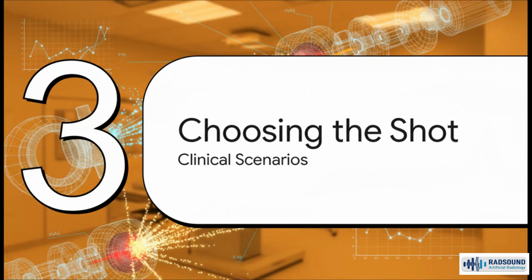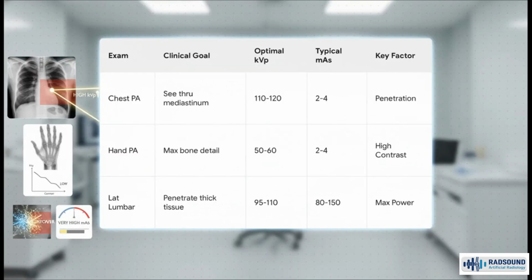Okay, so we've got our 3 levers. KVP for penetration and contrast, MAS for brightness and motion, and the focal spot for sharpness. So, how do we actually put all this together to choose the right settings for the perfect shot, in the real world? Think of this like a little cheat sheet. It really shows how your clinical goal drives your technique.